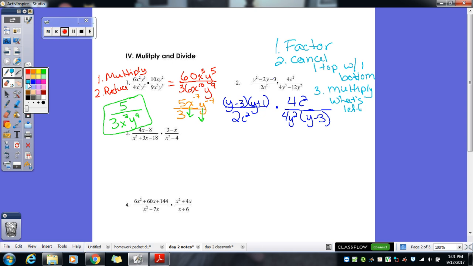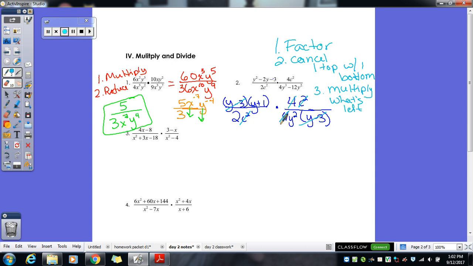Alright, so now we can start canceling. Y minus 3 is going to cancel with y minus 3, 1 from the top, 1 from the bottom. The c squared will cancel with the c squared, because again, 1 from the top, 1 from the bottom. What do you think will happen with our 4's? Cancel, 1 from the top, 1 from the bottom. 4's are gone.